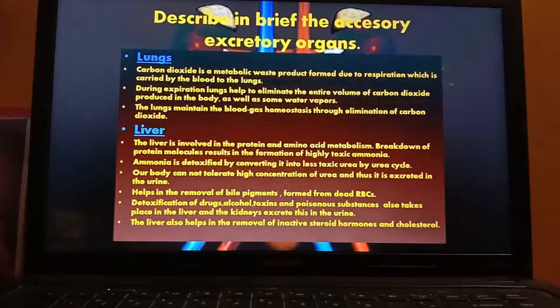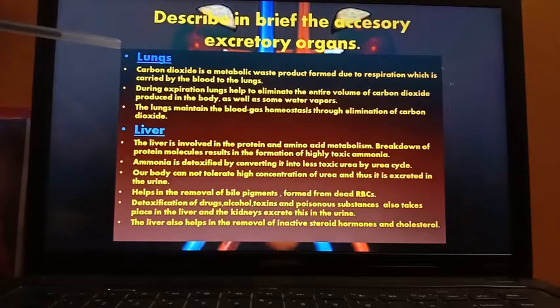Next question is, describe in brief the accessory excretory organs. So four accessory excretory organs are there: lungs, liver, skin and large intestine. Here also I have made a few points for each of the organs.